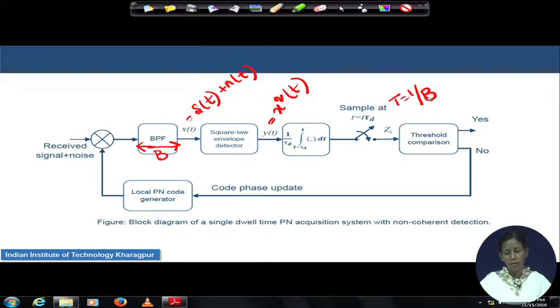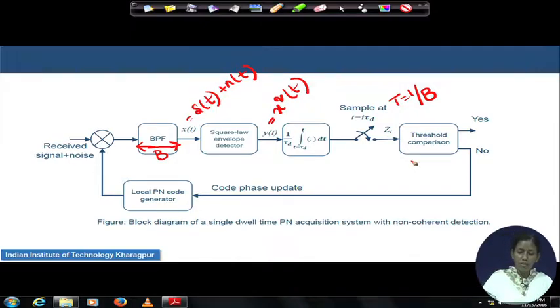So, if I go by the capital T is equal to 1 by B, we saw that this can be nicely approximated, and we could also find the probability distribution function of this z when the signal is present and when the signal is not present. A non-central chi-square distribution we find here for z when the signal is present, and a central chi-square distribution, closely with a different basis function, a different Bessel function, for z when the signal is absent.